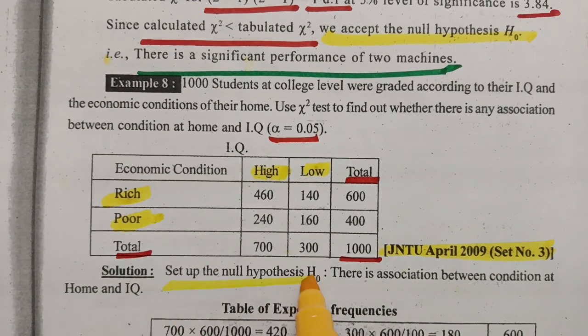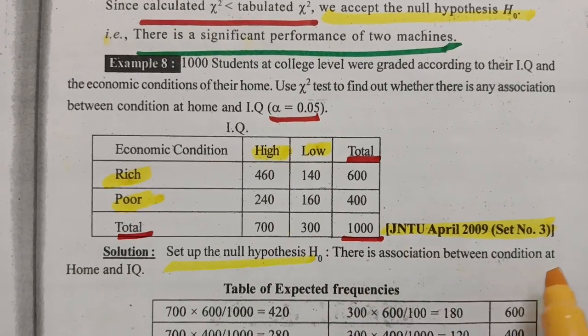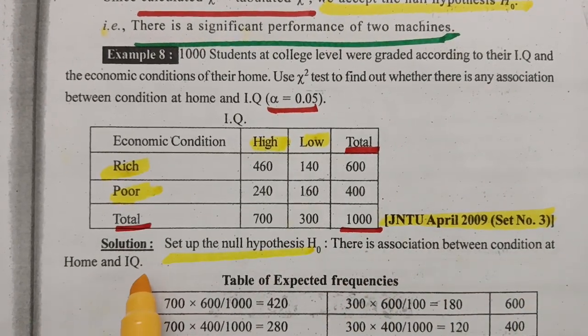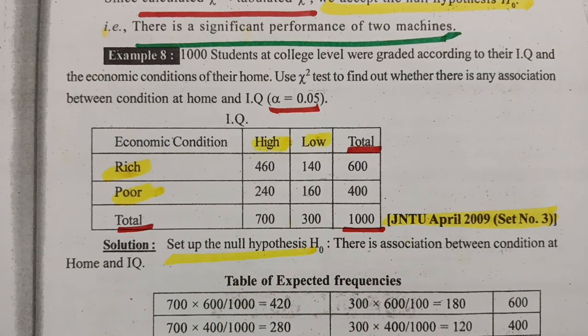First, the null hypothesis here is that there is an association between the conditions at home and IQ. For the alternate hypothesis, there is no association between the conditions at home and IQ. And the next one here is the table.